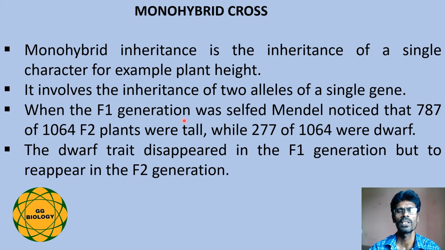When the F1 generation was selfed, Mendel noticed that 787 of 1064 F2 plants were tall, while 277 of the 1064 plants were dwarf. Otherwise, they are also called short. The dwarf trait disappeared in the F1 generation, but reappeared in the F2 generation.